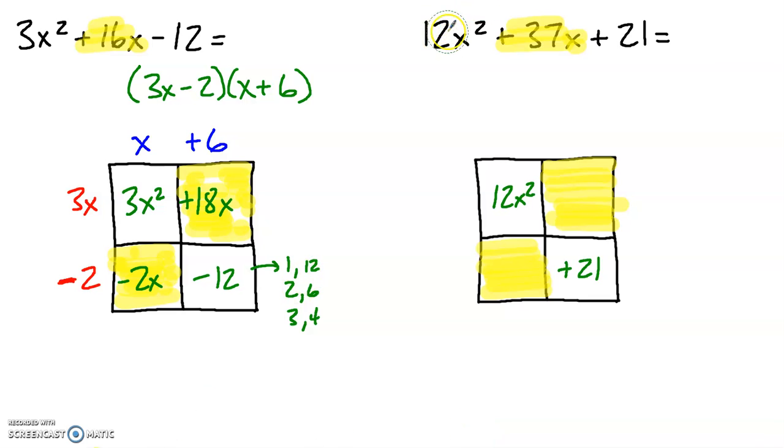Let's do one more. We need 12x squared plus 37x plus 21. The difference here is that I have both an A and a C that have possibilities. My options for 12 for the first terms are 1 and 12, or 2 and 6, or maybe 3 and 4. But I have options over here for the C term as well. It could be 1 and 21, or 3 and 7. I guess that's it. So here I've got to be really not afraid to do some guess and check.